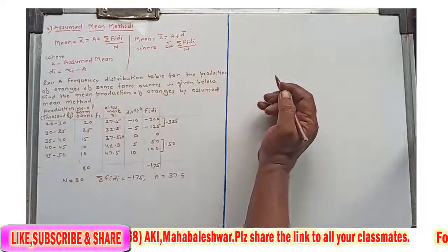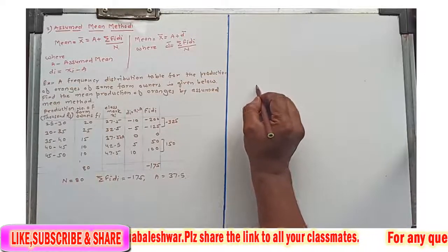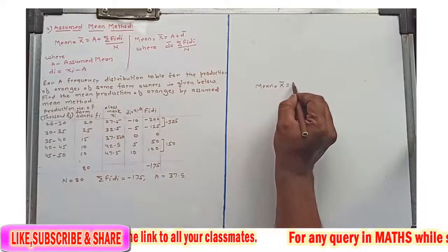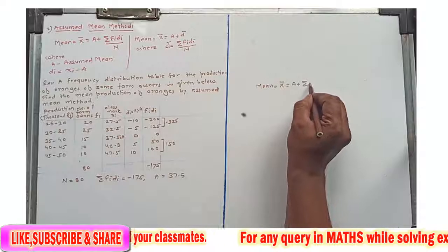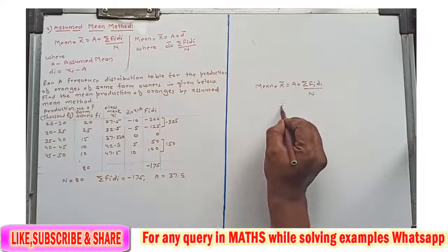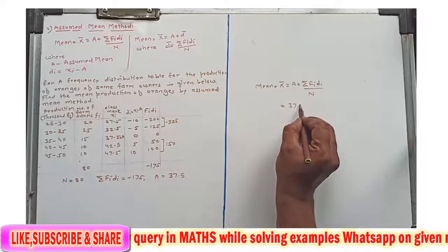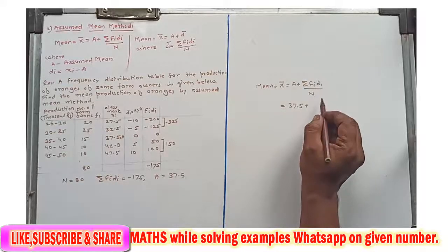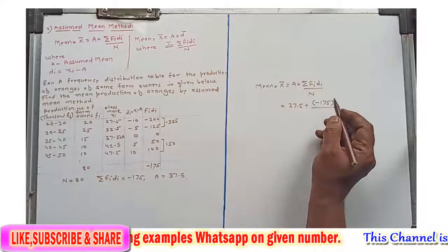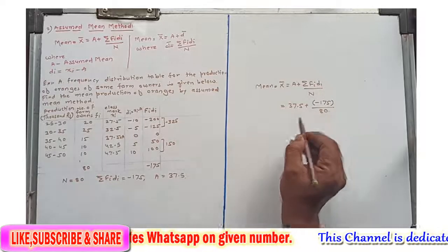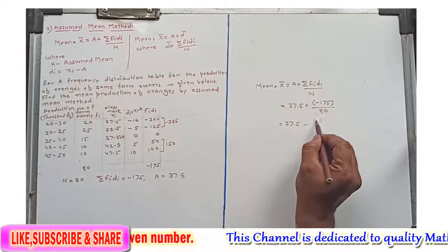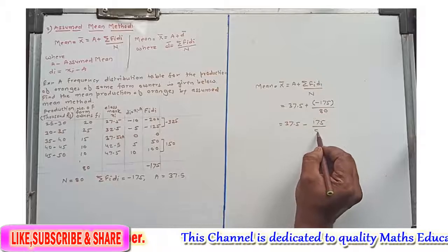Now after that, the formula for mean is nothing but mean, x bar, is equal to a plus sigma fi di upon capital N, that is equal to the value for a, 37.5, plus sigma fi di, it is minus 175, divided by n, that is 80. So you will get 37.5 plus minus 175 upon 80.